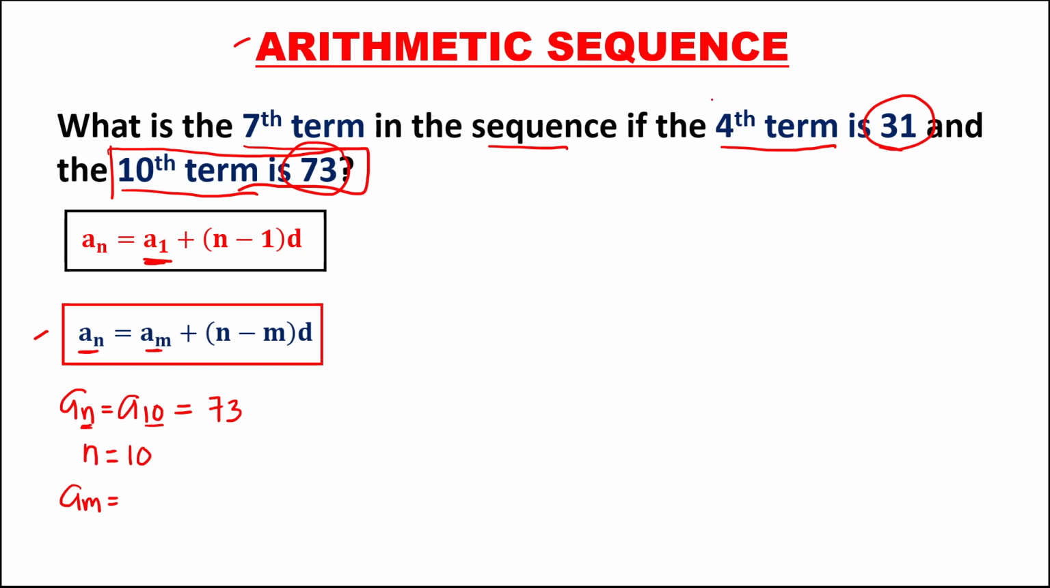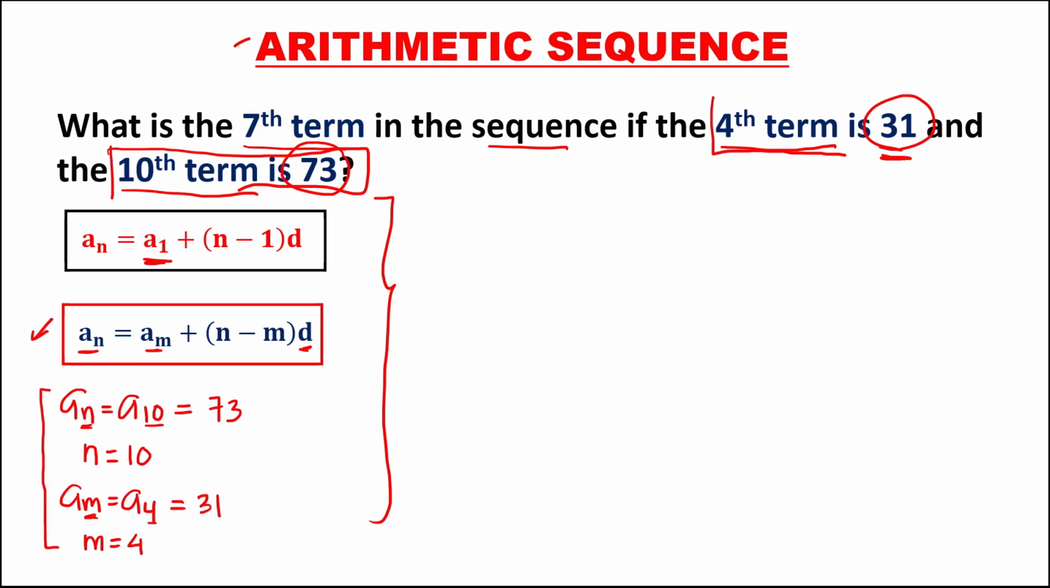So the other given term is the fourth term. Therefore, a sub m is a sub 4, or the fourth term, and the value for the fourth term, that's 31. So therefore, since a sub m is equal to a sub 4, m is equal to 4. Then to find now the seventh term, we need to find first the common difference. So substitute now all these values to this formula.